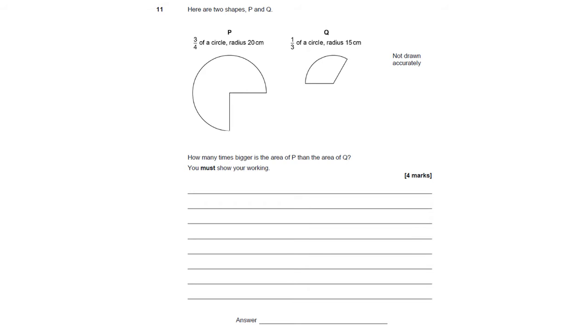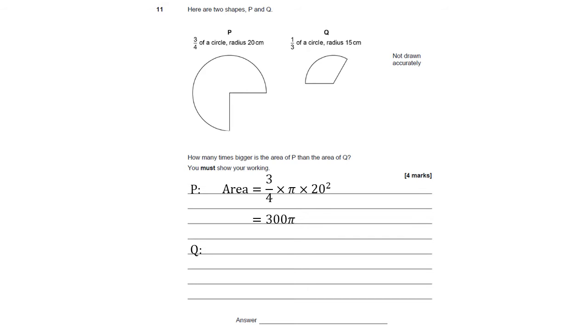So let's work out the areas of these two circles. We'll start with P. P is 3/4 of a circle of radius 20. Remember, the formula for the area of a circle is pi r squared. So this one is going to be 3/4 times pi times the radius squared, 20 squared. Well, 20 squared is 400. 3/4 of that is 300. So the area is 300 pi.